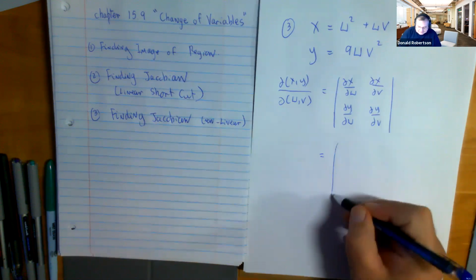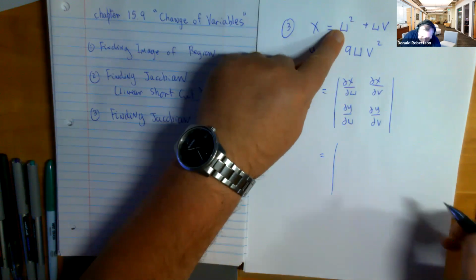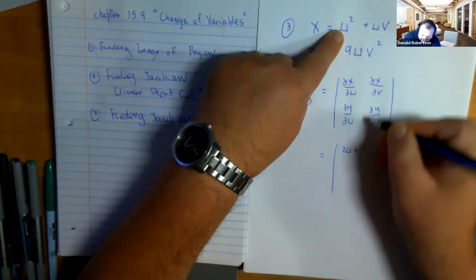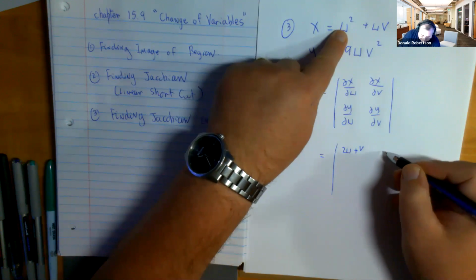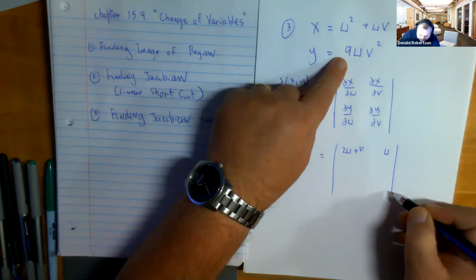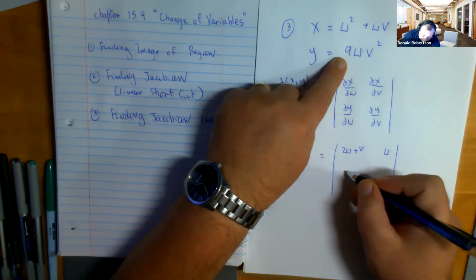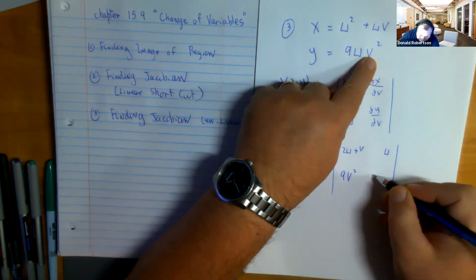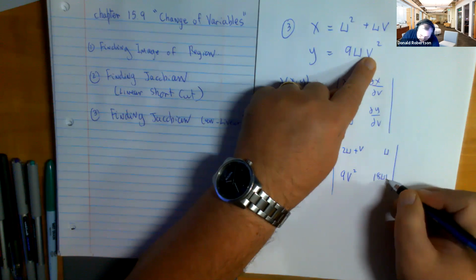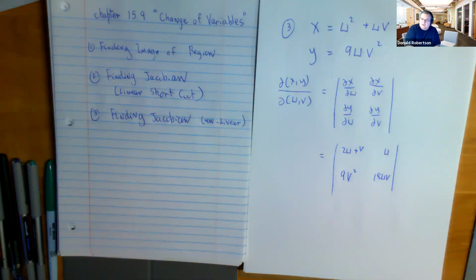Okay, with respect to u, this guy gets you 2u, and this guy gets you v. With respect to v, you get u. This fella, if you differentiate it with respect to u, you get 9v squared, and with respect to v, you get 18uv. Hopefully I didn't screw up there. Are you comfortable with those 4 guys? If they're good, I'm moving on.